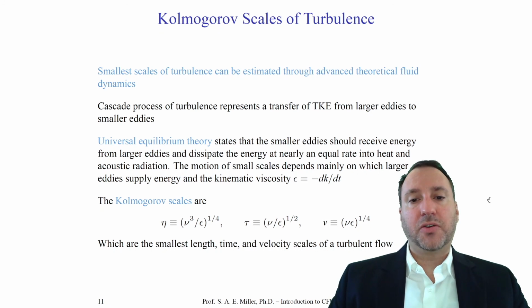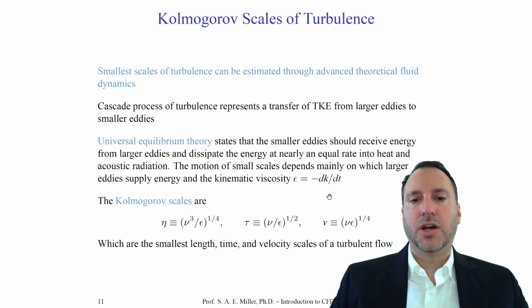The motion of the smallest scales will depend mainly on which larger eddies supply energy and the kinematic viscosity. Here we define, of course, this new term, the dissipation, epsilon, and it'll go as the negative derivative of turbulent kinetic energy with time. So we're writing that the dissipation of the flow is nothing but the time rate of change of turbulent kinetic energy. It's that simple of a definition. The energy dissipating is equal to the rate as it is dissipated.